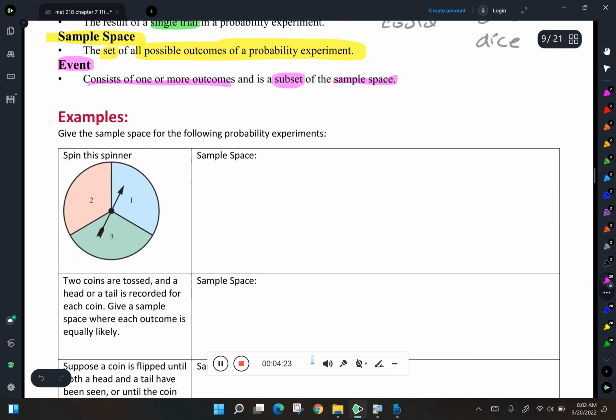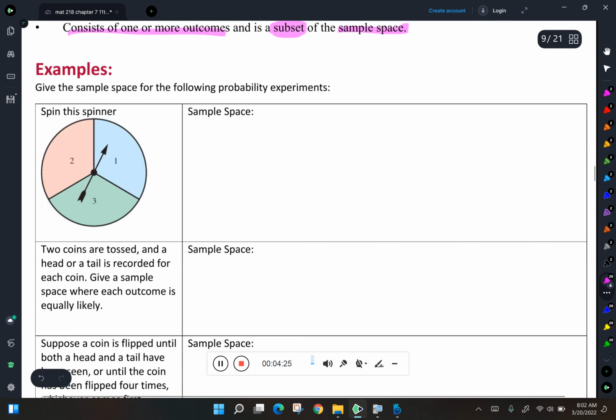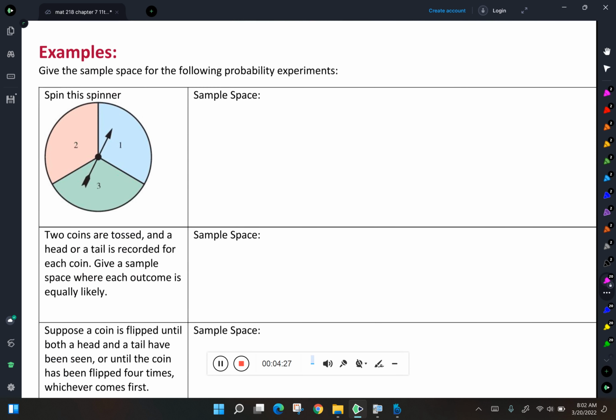All right, so let's take a look at some examples. So on the left here, I have the experiment, the probability experiment. On the right, we're going to have the sample space. Right? So our job is to give the sample space. So if that's my spinner and I spin it, my sample space then, and we usually use the letter S to represent the sample space. Remember, sample spaces are sets. So it's going to be the set 1, 2, 3. Because if I spin that spinner, that's how it's going to land. Now, if you're one of those people out there going, what if it lands on a line?